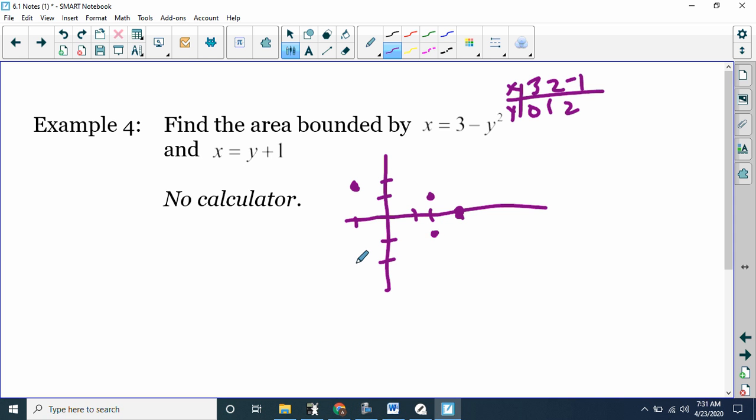(-1, -2). So we've got a sideways looking parabola there. And then we could get points on this either by plugging in points like that or just changing the slope-intercept form. So we've got y-intercept is -1 and the slope is +1.